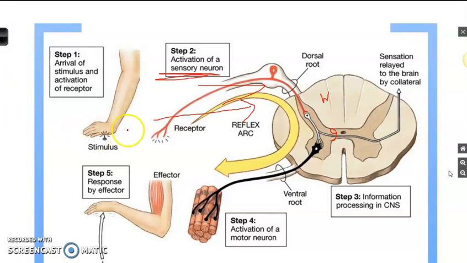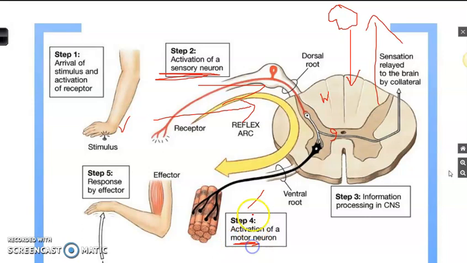I have some injury happening here, and I need to fix it as soon as possible. Now, don't get me wrong, I could send it up to the brain. The brain could create a process, figure out what it wants to do, and then send a signal back, but that would take some time. So in this case, I do send it up to the brain so the brain knows what's happening, but then I send it out on step number 4, which is a motor.